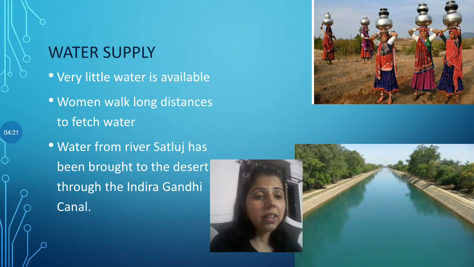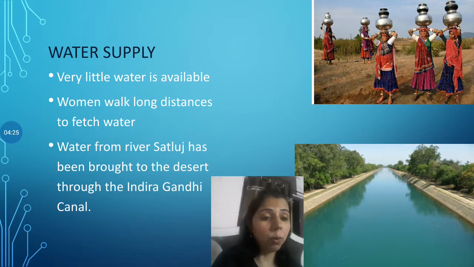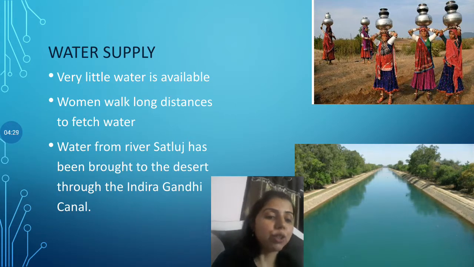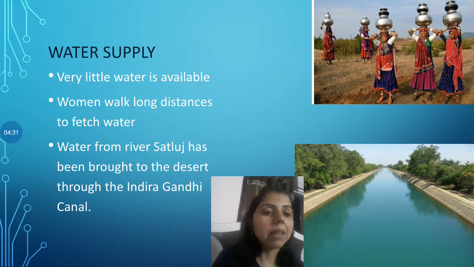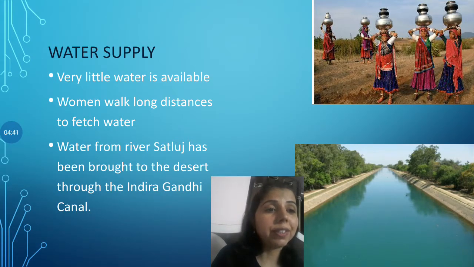Now let's see about the water supply in this area. As we know, it is a desert and it always faces an acute shortage of water. So what things can be done to get water? There is always very little water. Village women walk long distances to fetch water. You can see in the first picture the women carrying pots of water on their heads and walking a long distance to get water.